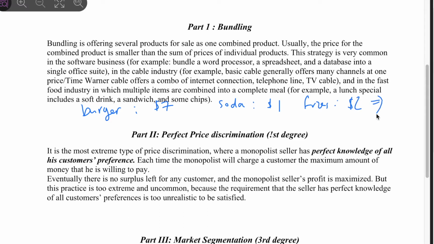So if we purchase it individually, all of it, we have to pay $10 for the meal, right? But McDonald's or Burger King offers, if you do a burger meal, I'm going to give you the burger, soda, and fries, all of them at $8. So why don't you get it, right?